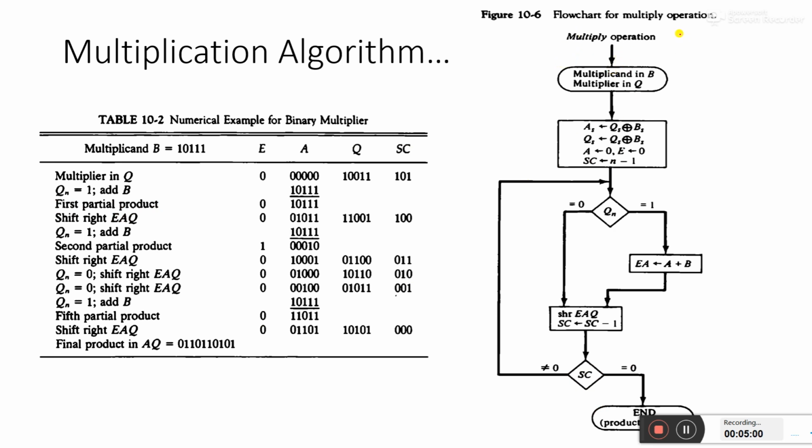So it is a multiply operation. Now the multiplicand is in B and the multiplier in Q. Now I have calculated my sign bits, AS and QS. Now I have initialized A by 0, E by 0, and my sequence counter is n minus 1.